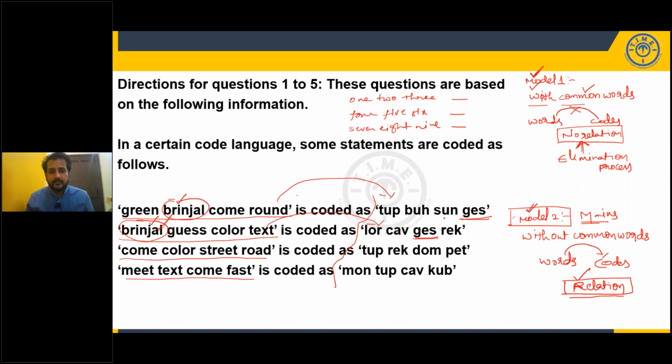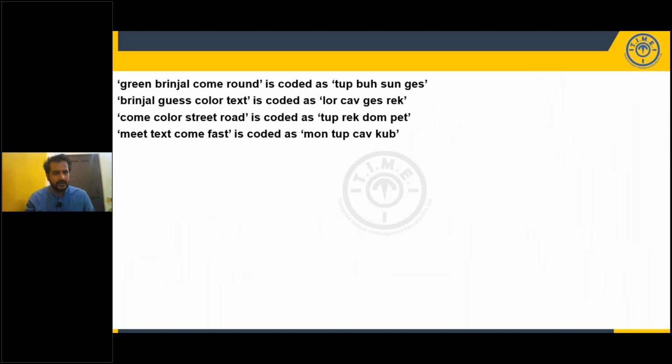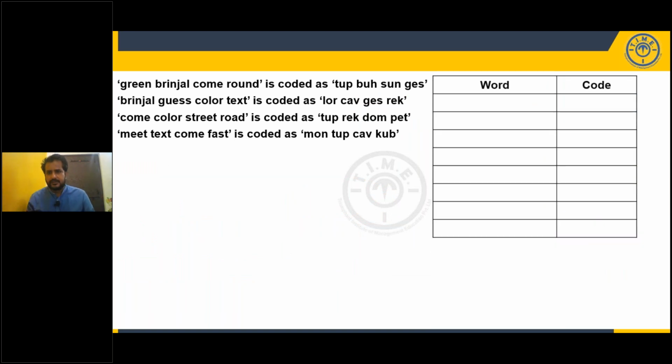And sometimes we may not be able to identify the code of each and every word. Then what kind of questions we will get, that we'll see. Okay, now move to the given question. This is a table that I have taken, word and code. I'm not going to pick up any word or any statement randomly. Always I will follow the procedure from statement one.